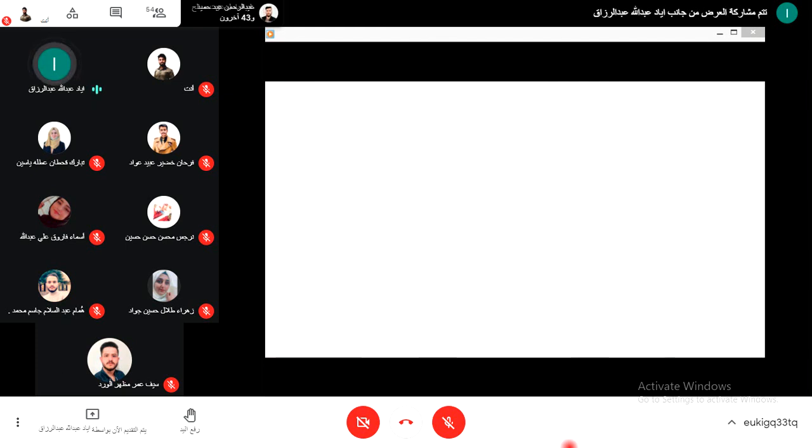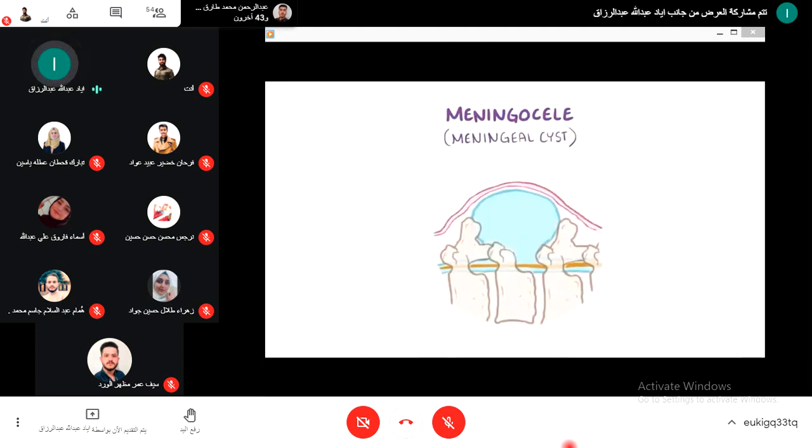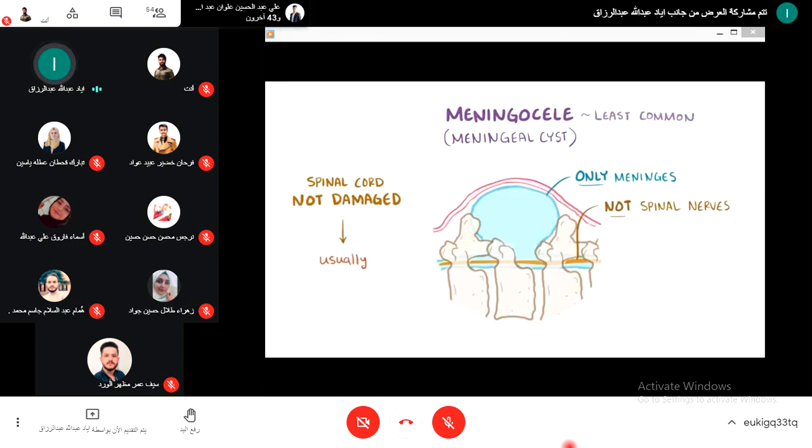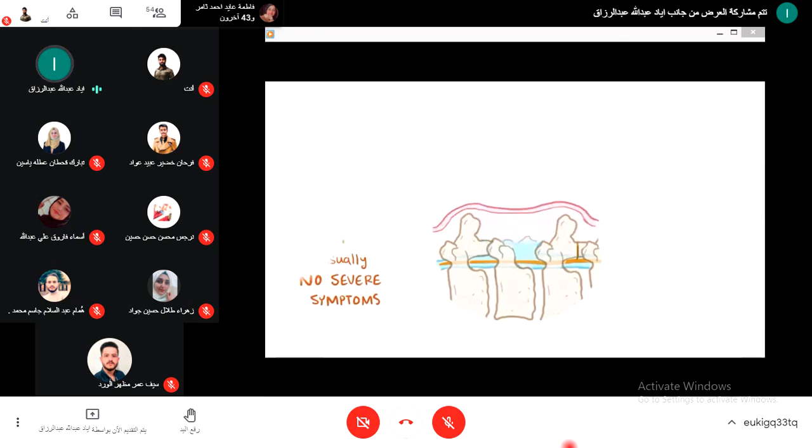The second type of spina bifida is meningocele, sometimes called the meningeal cyst. In this condition, the prenatal spinal deformities result in only the meninges, and not the spinal nerves, slipping into the gaps between the deformed vertebrae. This is the least common form of spina bifida. Because the spinal cord itself isn't damaged, these individuals often don't experience the severe symptoms that are seen in myelomeningocele.